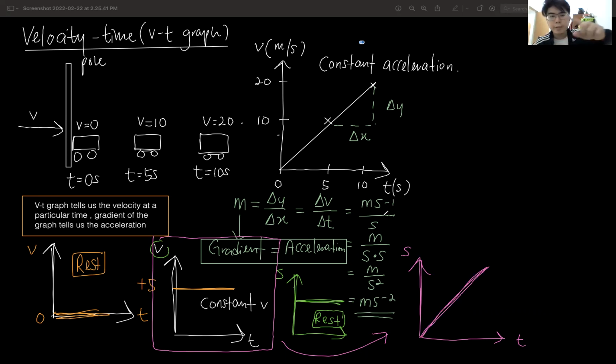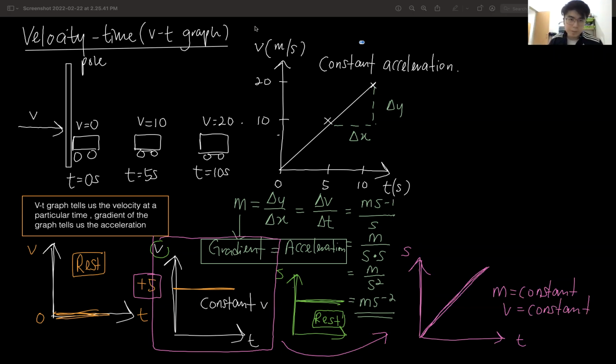因为你看 ST graph 的 gradient 是 velocity 对吗？如果你看这个 ST graph，它的 gradient increasing 还是 decreasing 还是 constant？这个的 gradient 是 constant，意思是说我们的 velocity 是 constant，所以在你的 VT graph 里面，你的 line 就是 constant at 5. Okay, so let me box this.